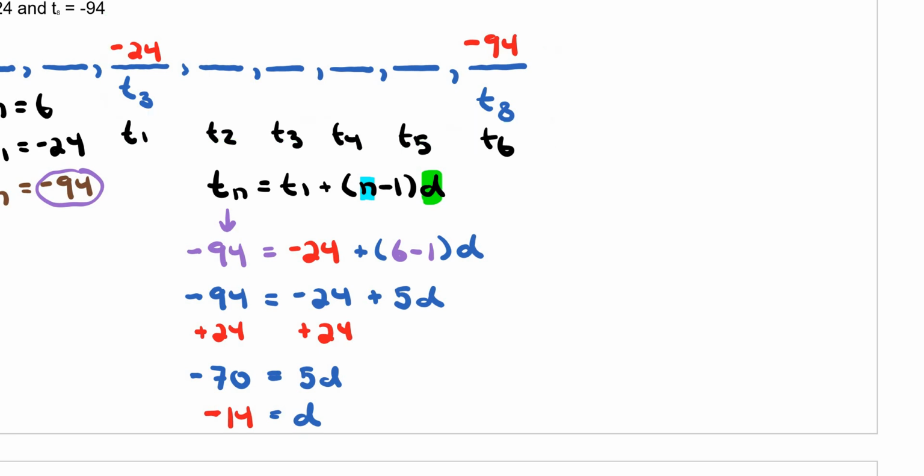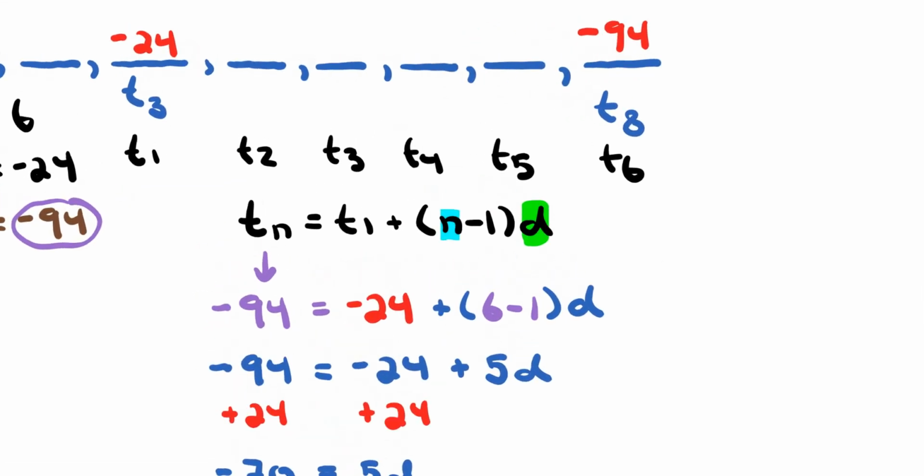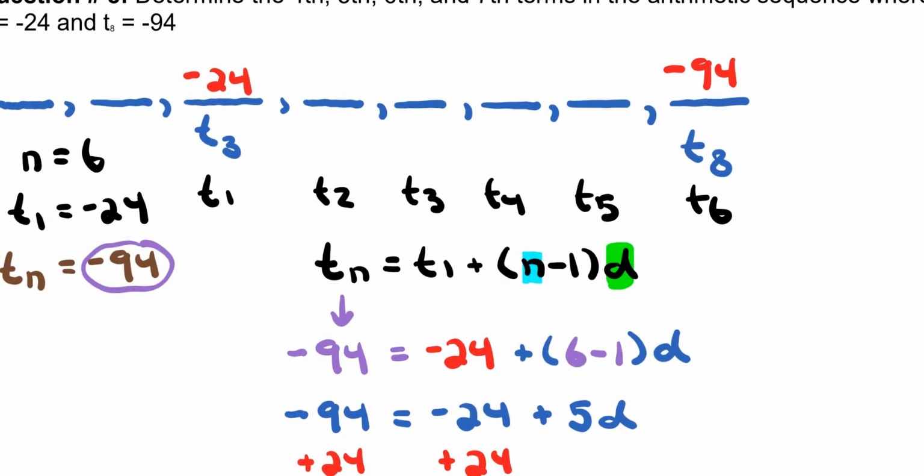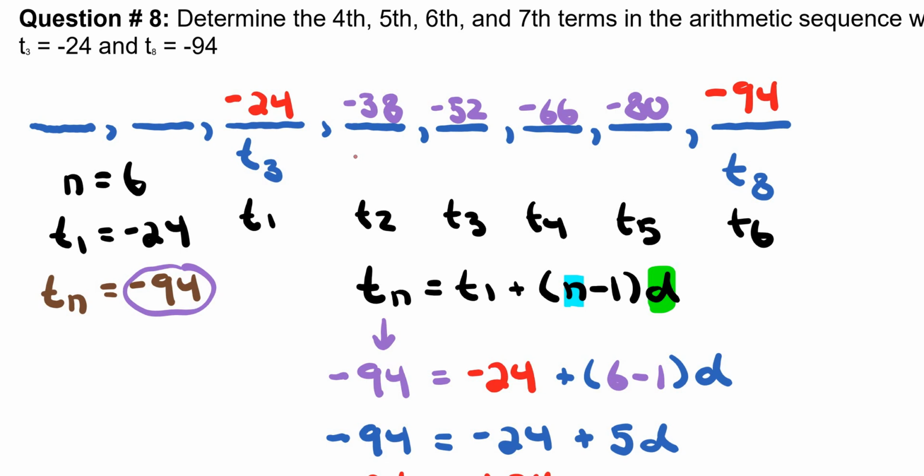So now if I go back to my sequence now, we know my common difference here is negative 14. And we're going to subtract 14 each time now. So my next value will be negative 38. If I subtract another 14, I get negative 52. And then if I subtract another 14, I get negative 66. And then if I subtract another 14, I should get negative 80. And then I get negative 94 there. So if I go back to my original problem now, I guess this will be my term 4, term 5, term 6, and term 7.